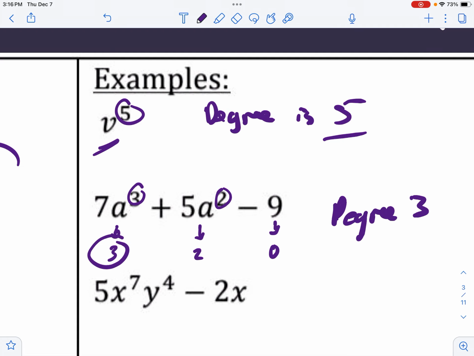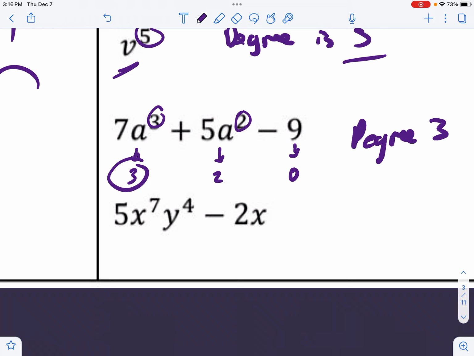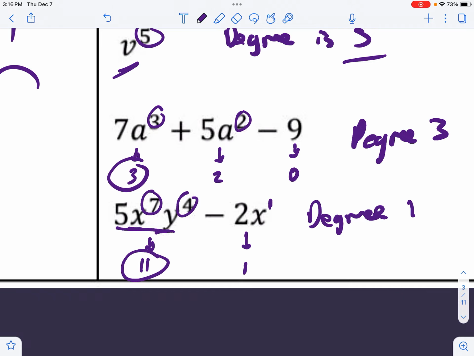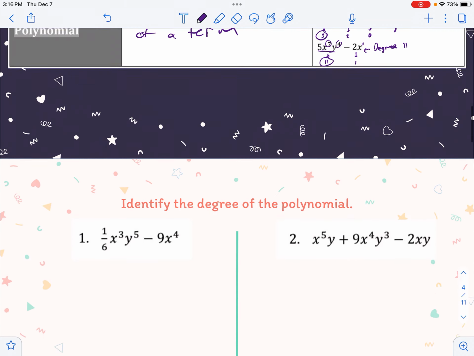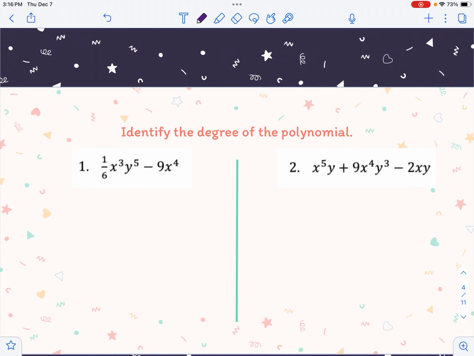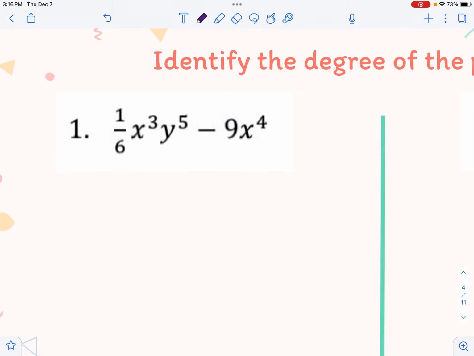is 3. This one's a little bit different because there are 2 variables in this first term. There's a 7 and a 4. So the degree of this term, 5x to the 7th, y to the 4th, would be 11. This is just minus 2x to the first, so the degree of this term is 1. We don't add these powers, you just take the largest power, so my degree is 11 for this term. Okay, so that's how you find degrees. And we do use it later on, when we need to find degrees.